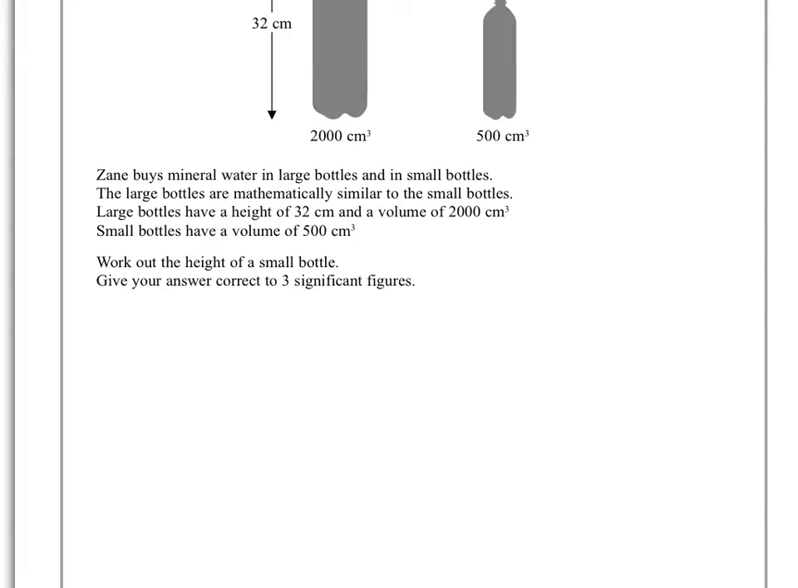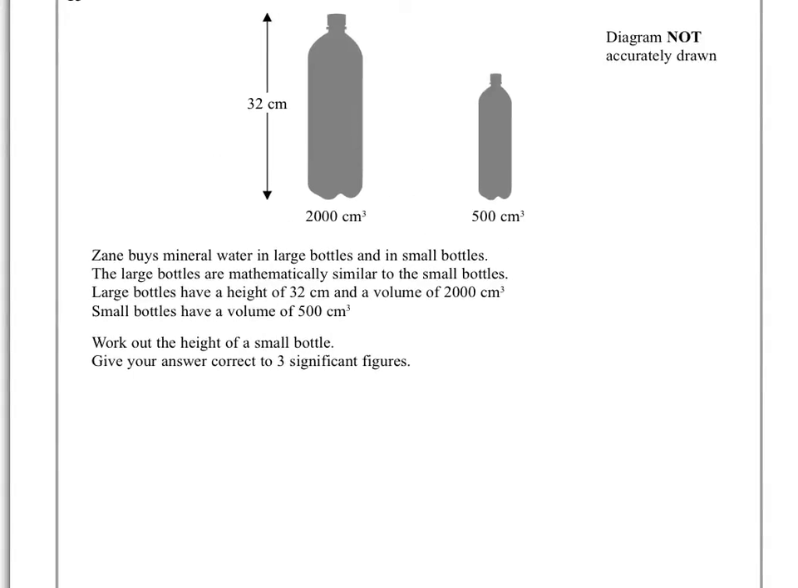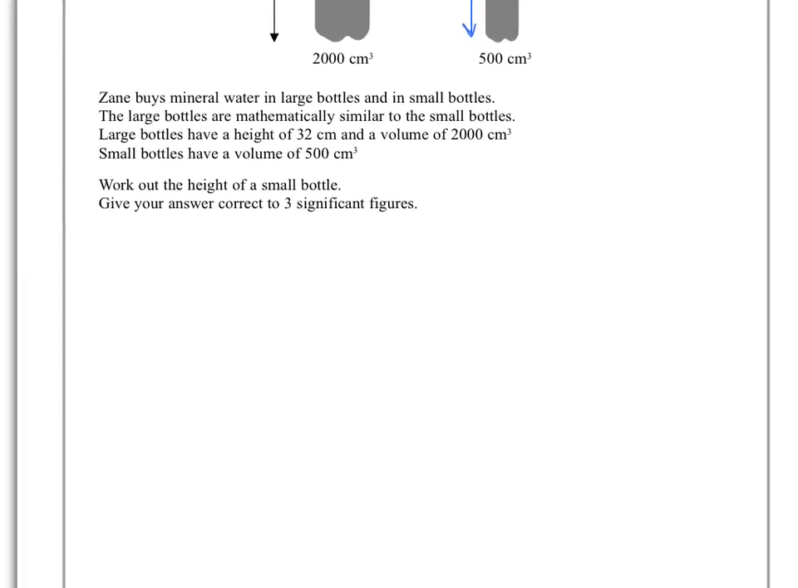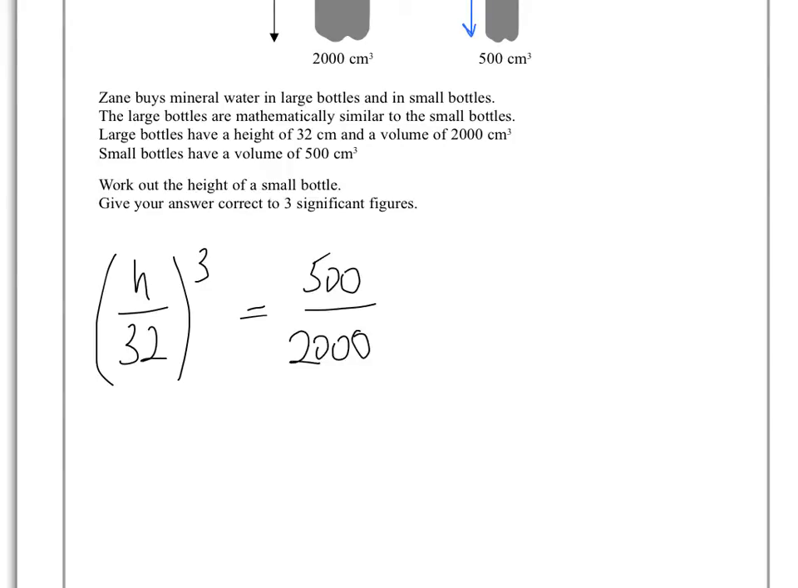So essentially, if we take the height of the small one and we call that h, just for height, so that's our small one. Essentially what that means is that the height of the small one divided by the height of the big one, when that is cubed, will be equivalent to the volume of the small one divided by the volume of the big one.